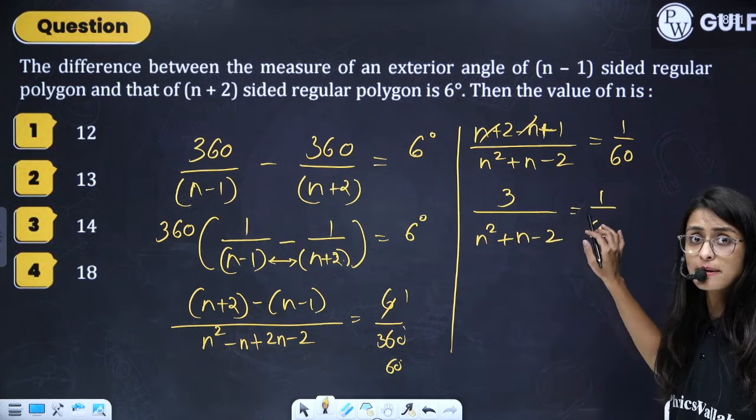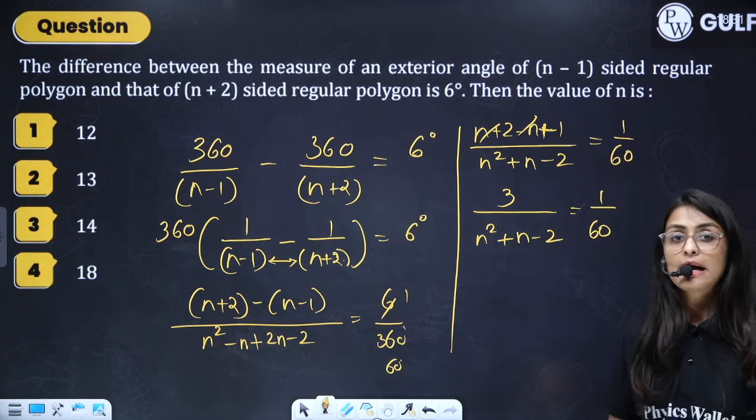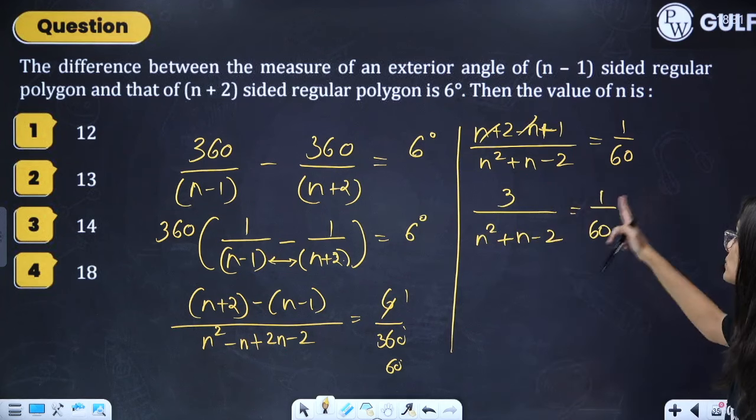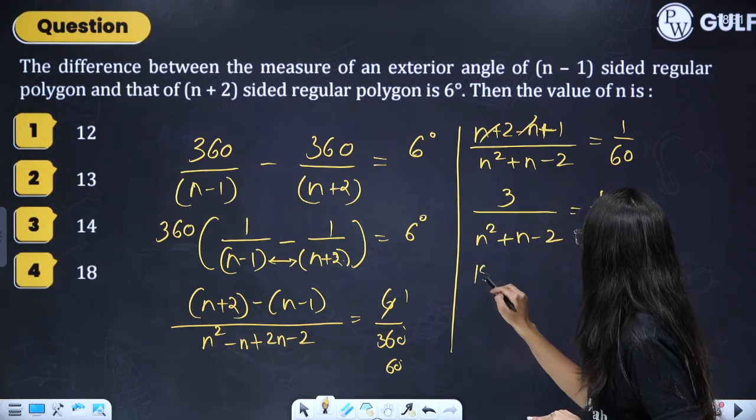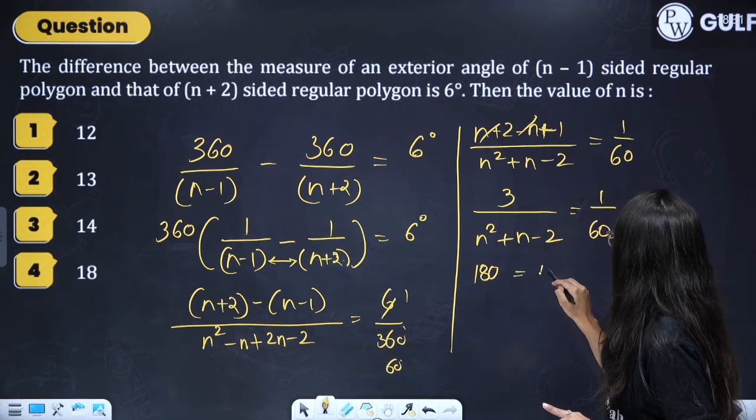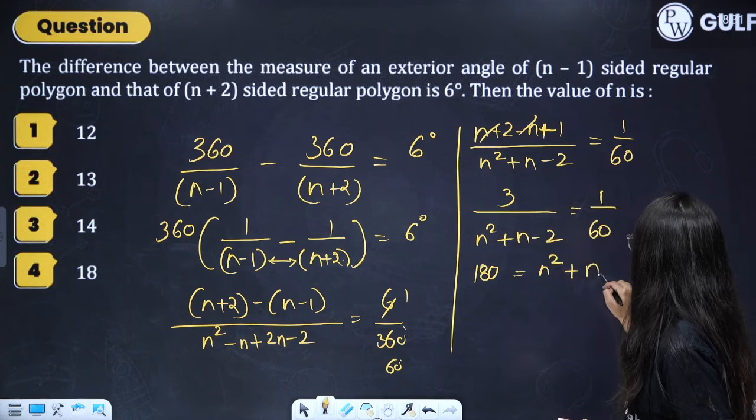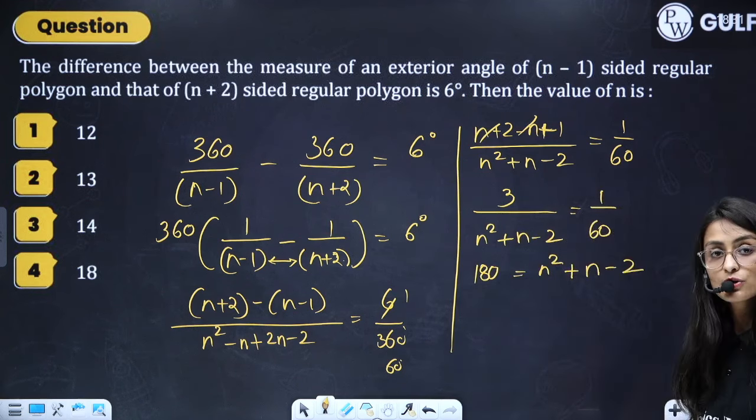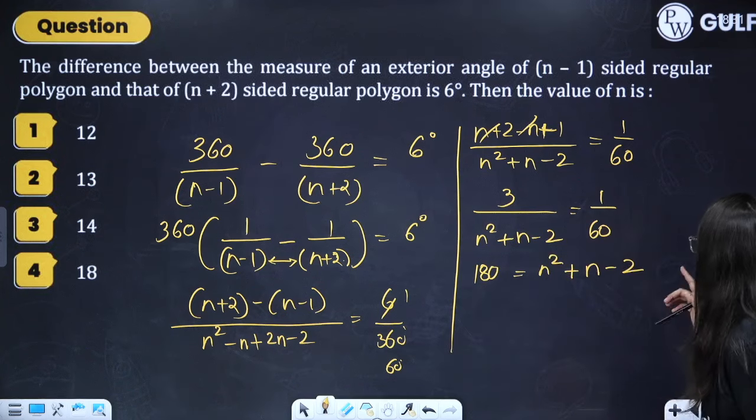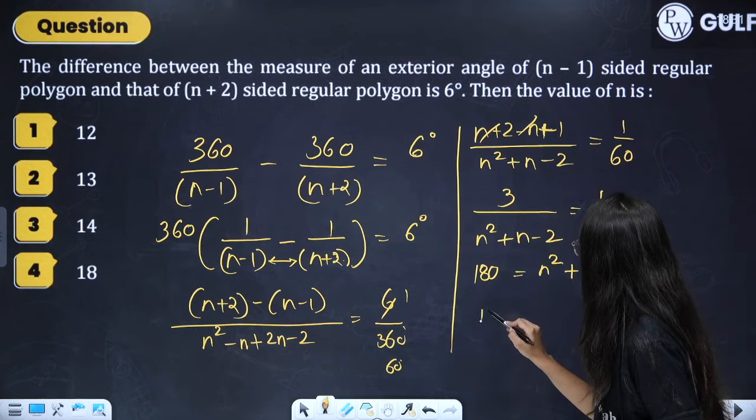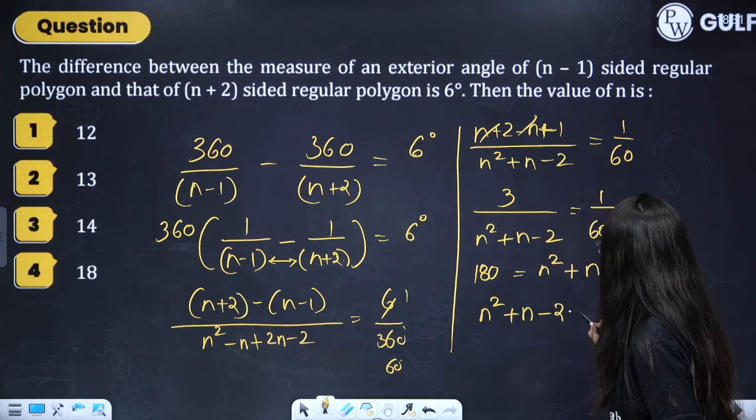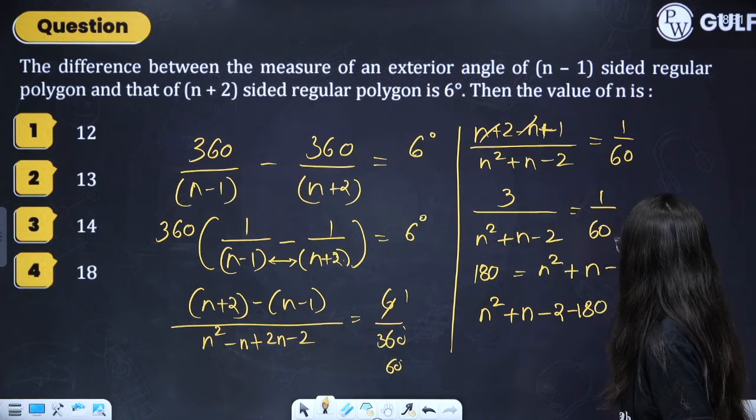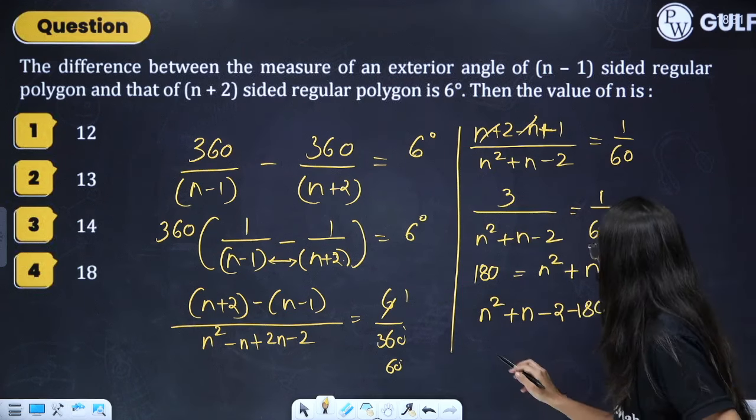Transpose, cross multiply, okay. 60 into 3 and n square plus n minus 2 will get onto the numerator of RHS, right? So 60 into 3 is 180 equals to square 2. Just transpose this 180 over here. What am I getting? Square plus n minus 2 minus 180. I can write this equals to 0.